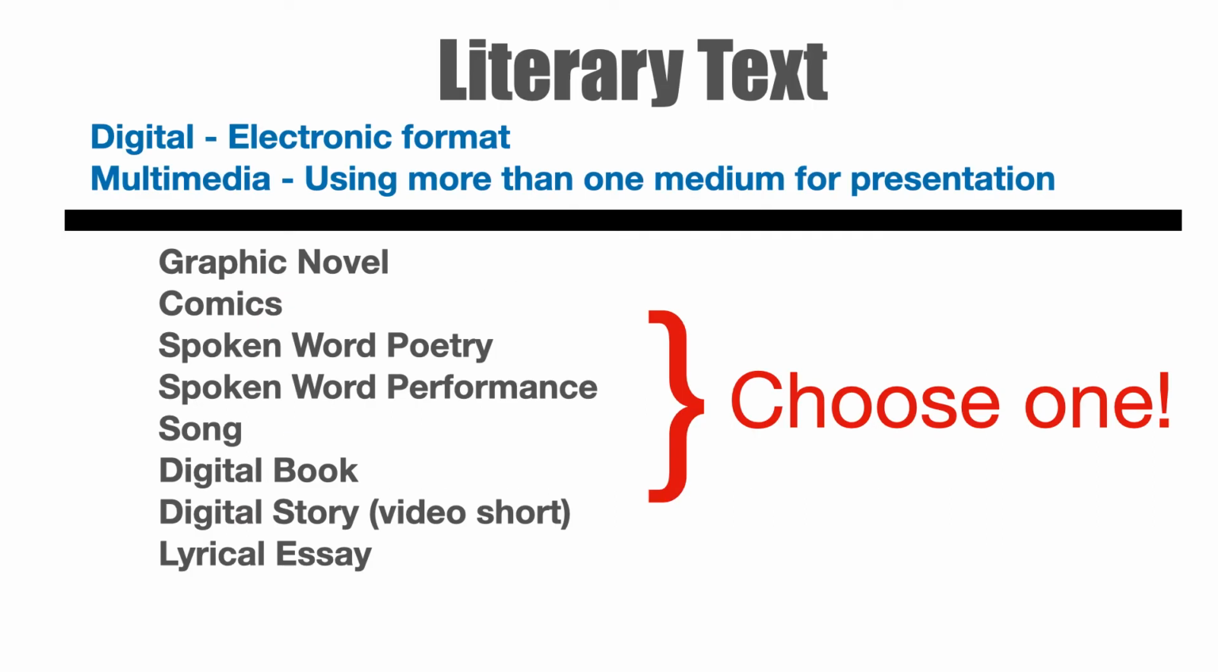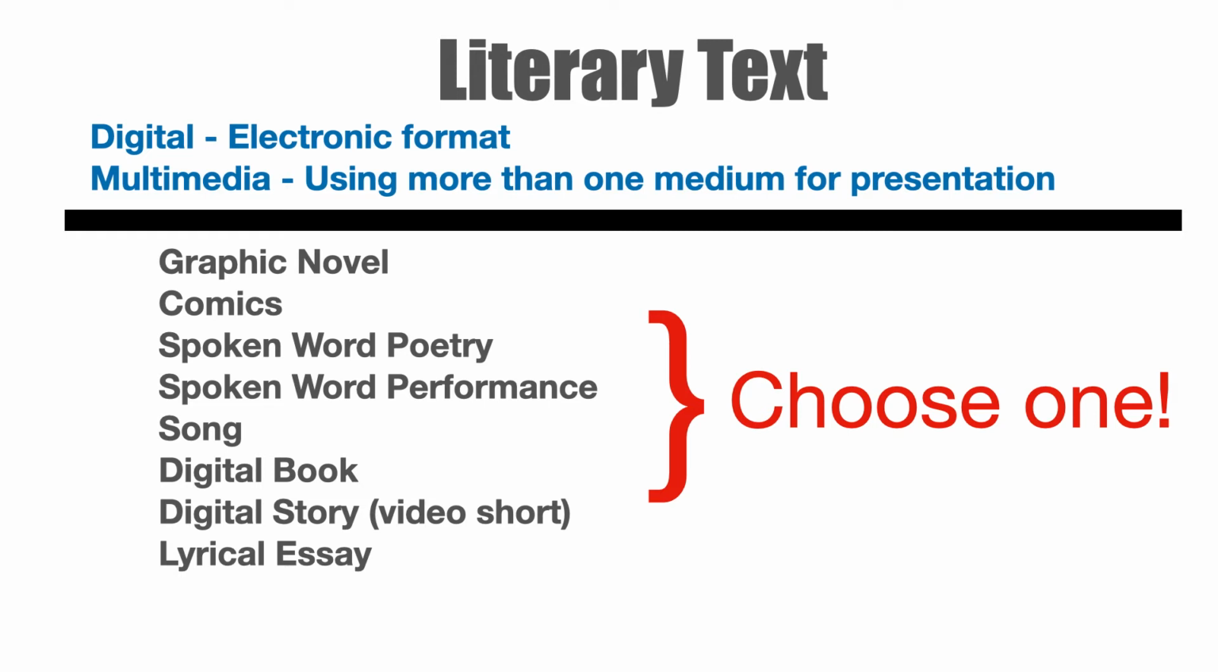So let's talk about your literary text. It has to be digital or multimedia. So basically, digital means in an electronic format, and multimedia means using more than one medium for presentation. So typically that means a combination of visual, written word, spoken word, imagery. That's what we mean when we say multimedia.